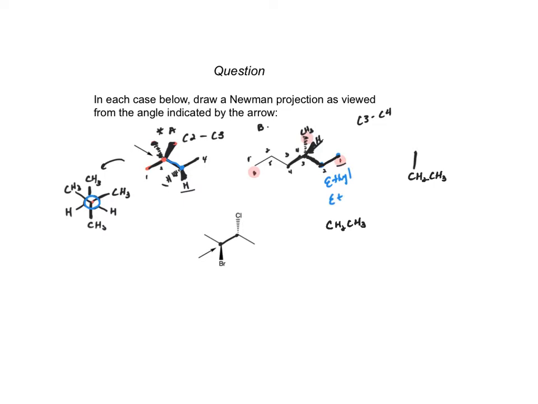Okay, so now I'm looking at what's pointing up and to the right. The thing that's pointing up and to the right is this guy, which is a hydrogen. So I'll go ahead and draw that on my Newman projection. This is a hydrogen. And then the thing that's pointing up and to the left is this guy. So I'll go ahead and write that on my Newman projection. This guy is a methyl group.